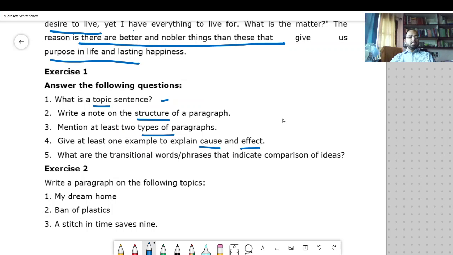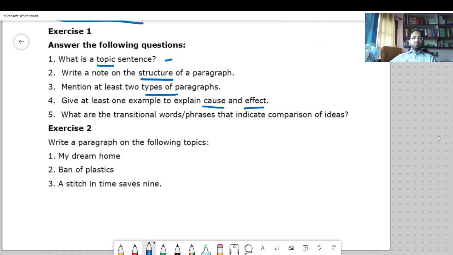We'll just see. Write a paragraph on the following topics: My dream home, ban on plastics, a stitch in time saves nine. ட்ரீம் ஹோம்னா யூஸ்வலி நீங்கள் எப்படி வீடு இருக்கணும் அப்படின்னு சொல்லி எழுதலாம். அதில் சீக்வென்ஷியலாக நீங்கள் எழுதலாம்.